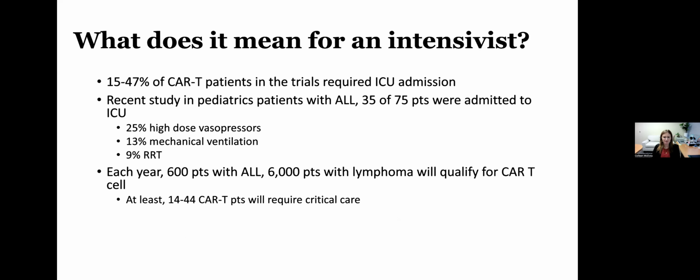So what does this mean for the intensivist? Well, if the majority of patients require ICU admission, if you calculate just for lymphoma patients, that means that at least 14 to 44% of CAR T patients will require critical care. And this is just for ALL. This doesn't even take into account multiple myeloma. So at some point you will see a CAR T patient coming through your ICU with complications.